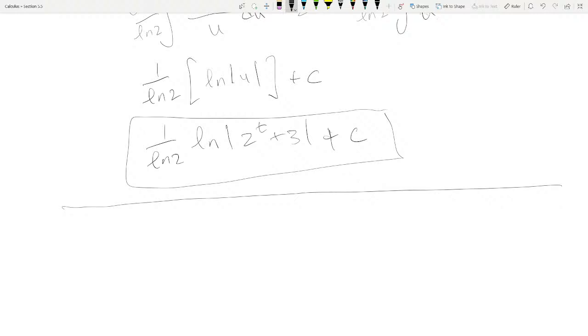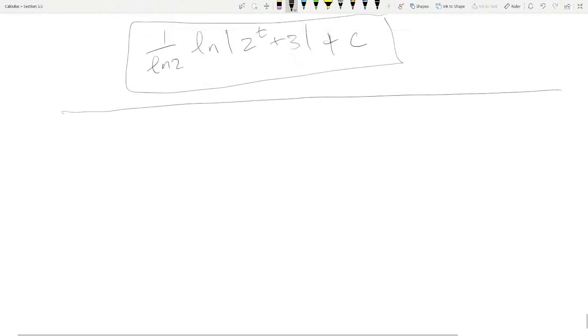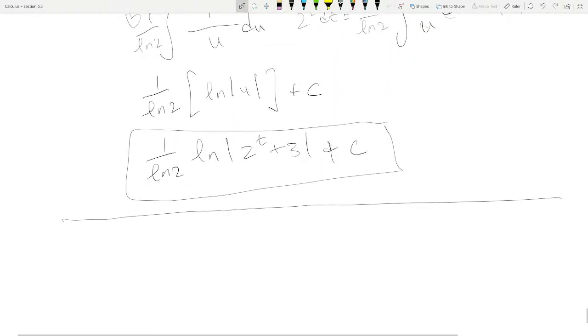Now I didn't look. What number is this? Oh, it's number 36. You won't have the answer in the back of the book. But this one here, if they had it in the back of the book, it would not have absolute value, because 2 to the t is always greater than 0. And so 2 to the t plus 3 is also always greater than 0. And therefore, you don't need the absolute value.